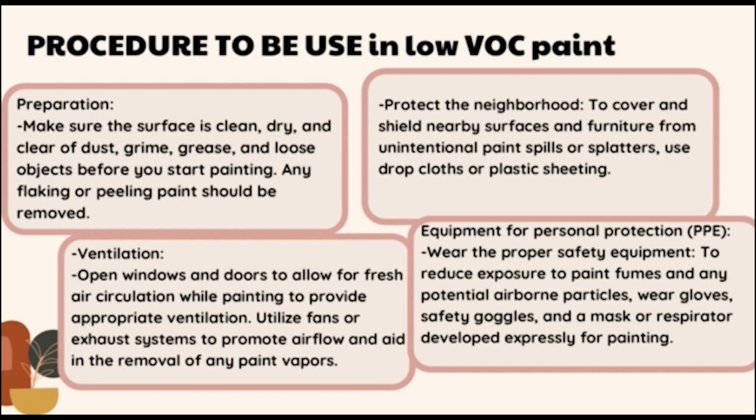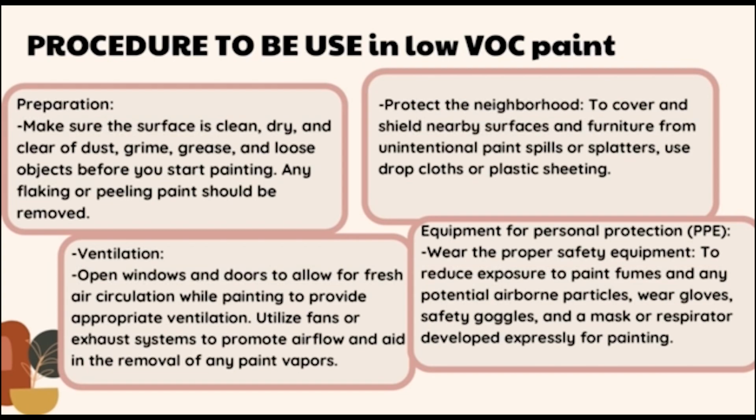So next, let's continue to the procedure to be used in low VOC paint, which is we have to know the procedure to get excellent finishing in the construction project and to avoid any accident happening. So first we have to know the preparation, which is we have to make sure the surface is clean, dry, and clear of dust, grime, grease, and loose objects before you start painting. Any flaking or peeling paint should be removed.